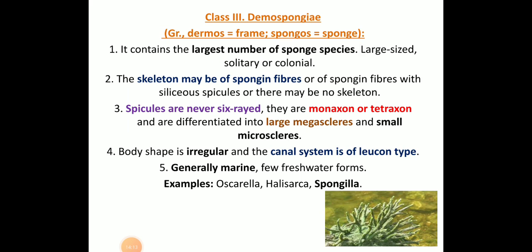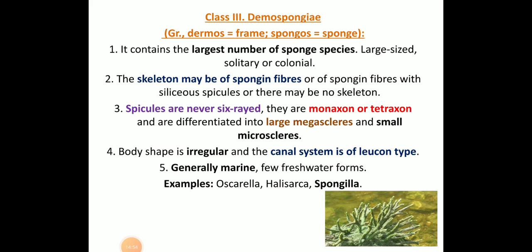Next, class 3, Demospongiae. In the name itself, Demospongiae means dermal, the frame, the sponge. Again, it consists of a large number of sponge species. These are larger in number, and the skeleton is made up of spongin fibers. If they are made up of spongin fiber, more number of ostia or pores will be there. So these spongin fibers with siliceous spicules may have no separate skeleton now, because they have more pores, so that gives the rigid structure now.